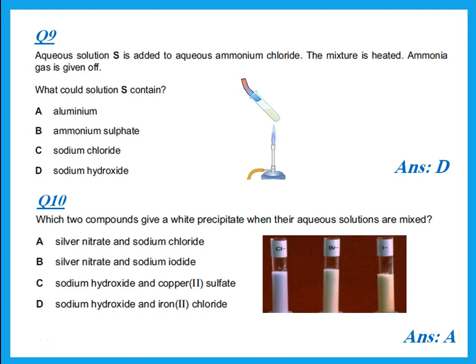If we look at C, for example, sodium hydroxide and copper 2, you should remember that sodium hydroxide and copper 2 gives a blue precipitate. Sodium hydroxide and iron 2 gives a green precipitate. So the only one that would give a white precipitate is silver nitrate and sodium chloride.